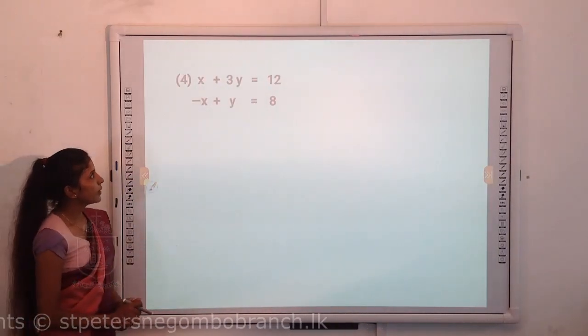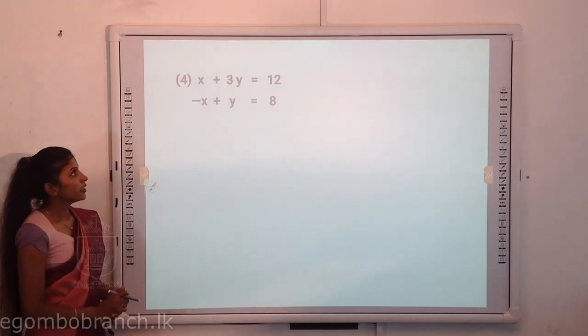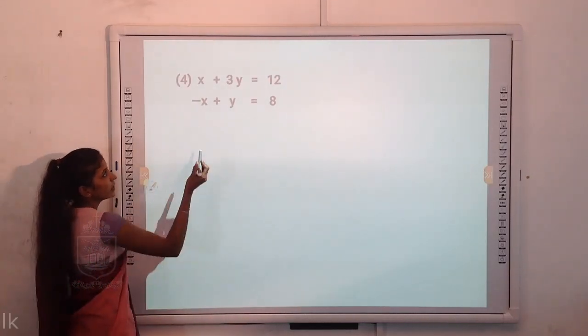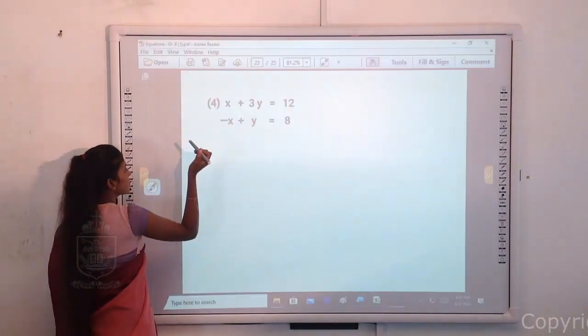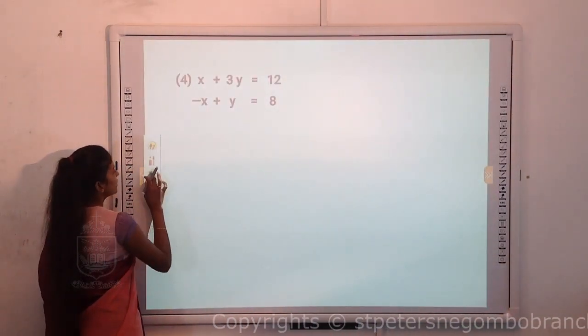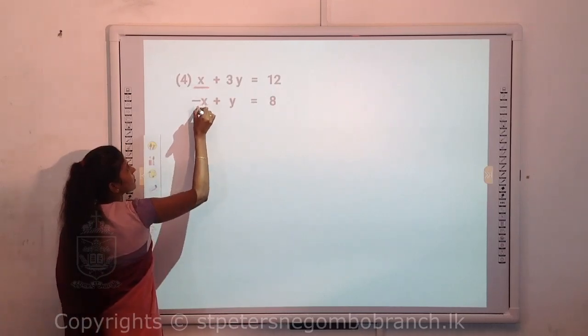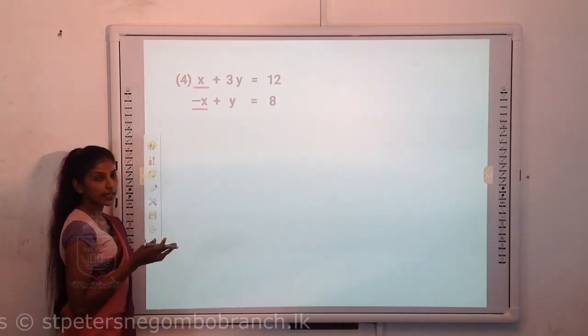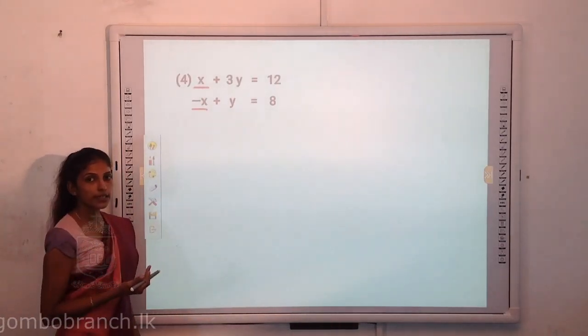Right, one more example here. Now here you all can see what are the like terms here. x. The like terms here are x, x. But you all can see the sign. One is having positive, one is having negative.